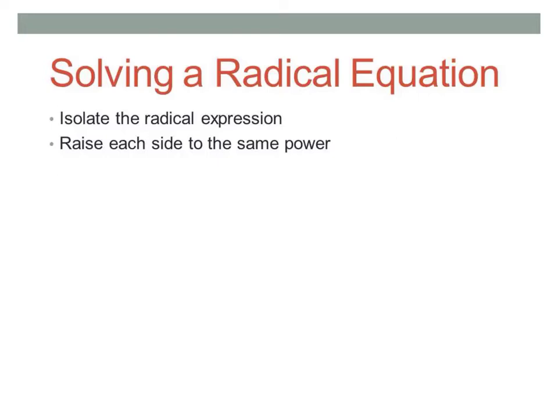So if it's a square root, we're going to square each side. If it's a cube root, you're going to cube each side. You're undoing that radical.